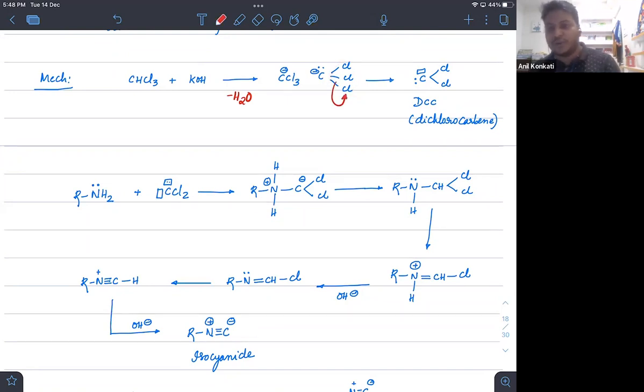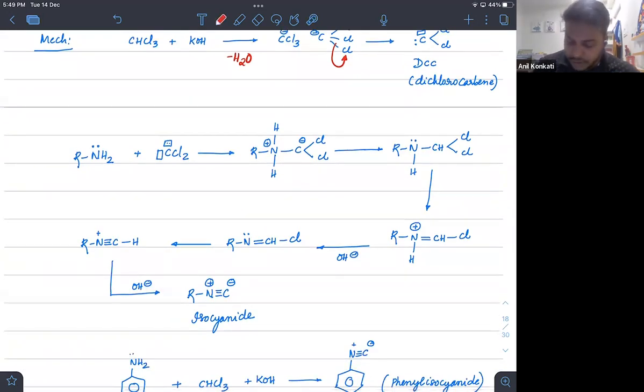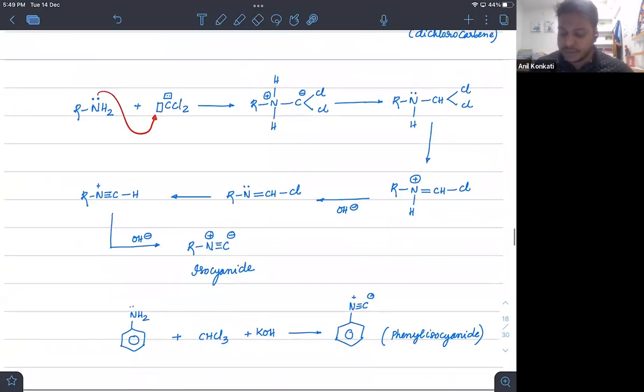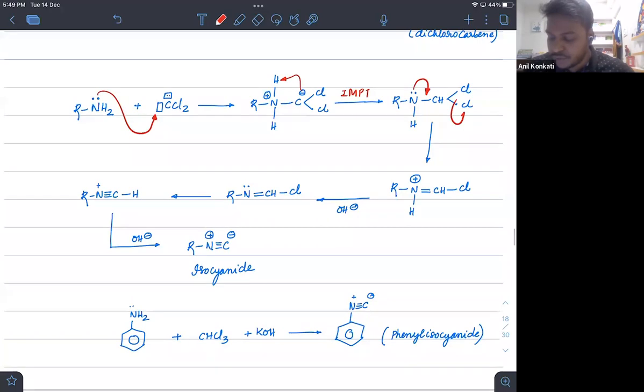There is a push of chlorine away from the negative charge on carbon, because of which it will become dichlorocarbene, DCC. And DCC will have an empty orbital here, which will act like the electrophile. So the lone pair present on the ammonia will attack the empty orbital of CCl2. As it attacks, you will get this, as nitrogen will have a positive charge, correct? So as soon as it gets a positive charge, there is an intramolecular hydrogen transfer, IMPT, and that will give us CH here, NH. And again, there are good leaving groups here.